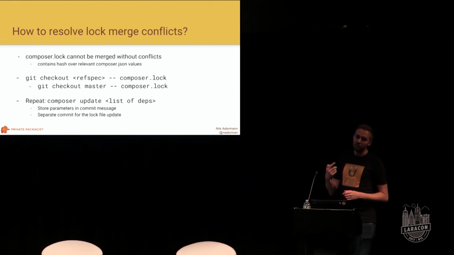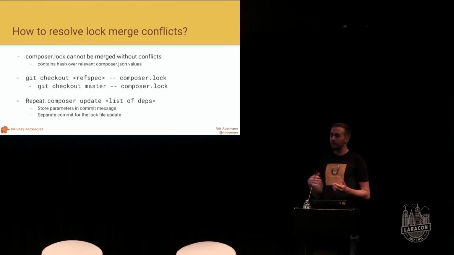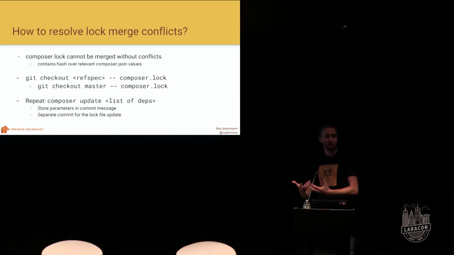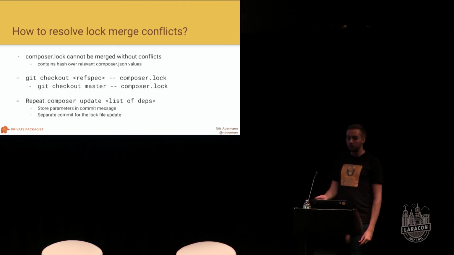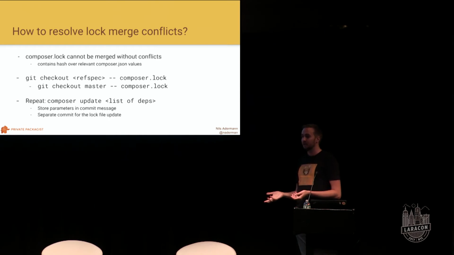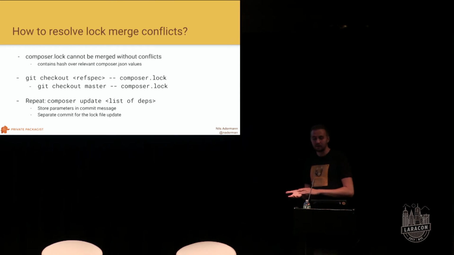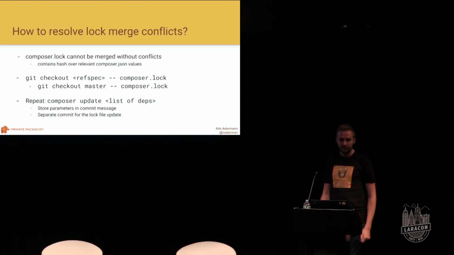So it's useful to store the parameters you're using for Composer update in a commit message while you were doing those updates, so that you can later reference this and then rerun the same command. This also means it's useful to have a separate commit for every time that you update dependencies that doesn't change anything else, simply so that this is isolated in one place and it's easy to reproduce later on.